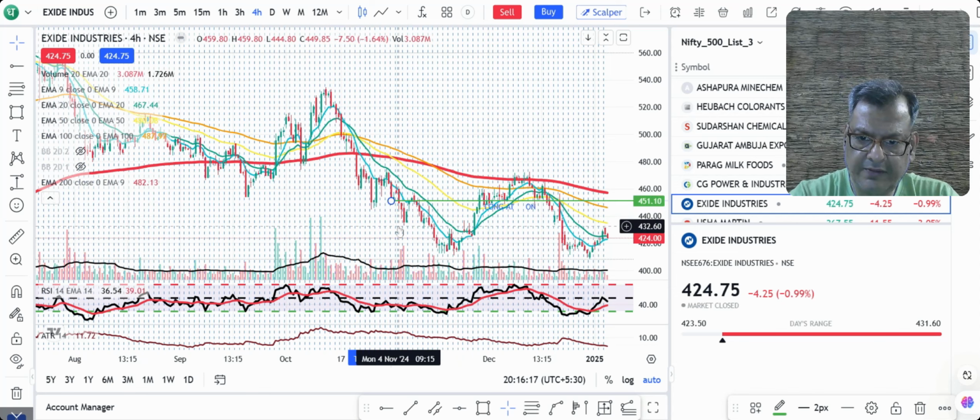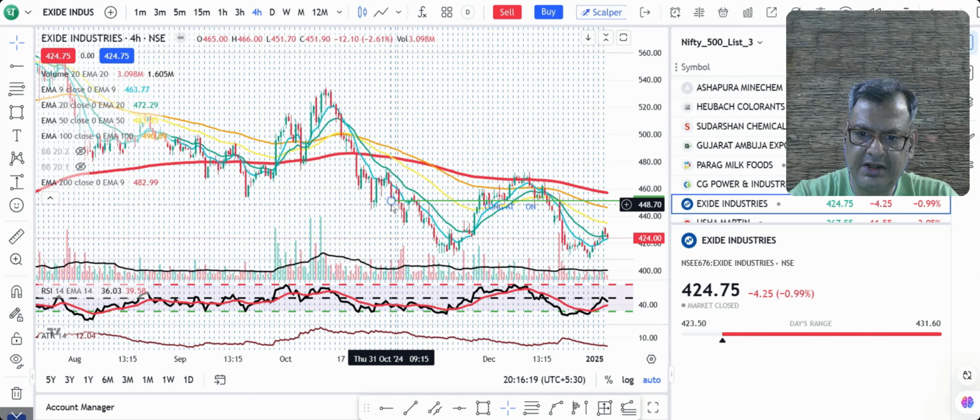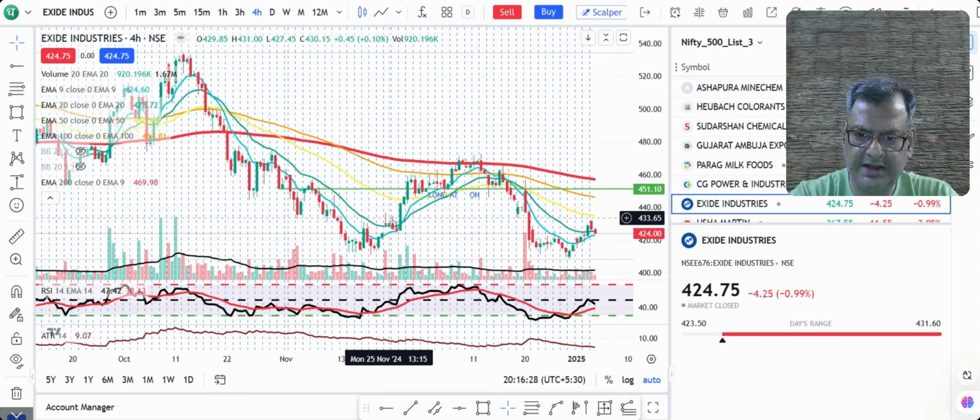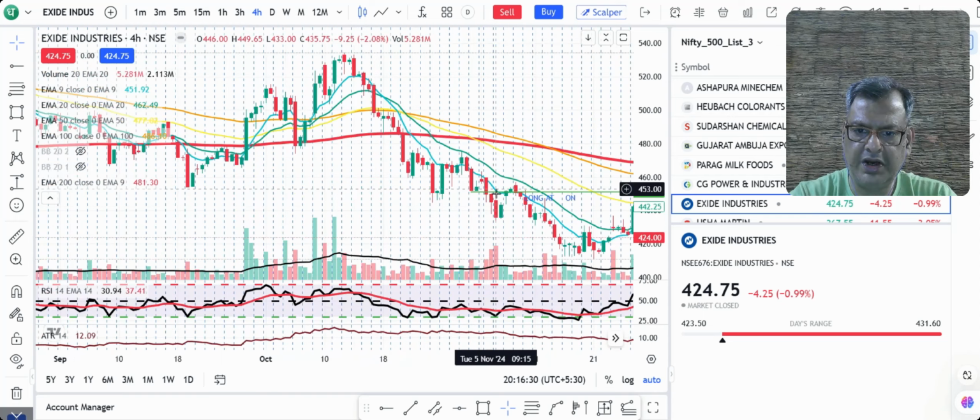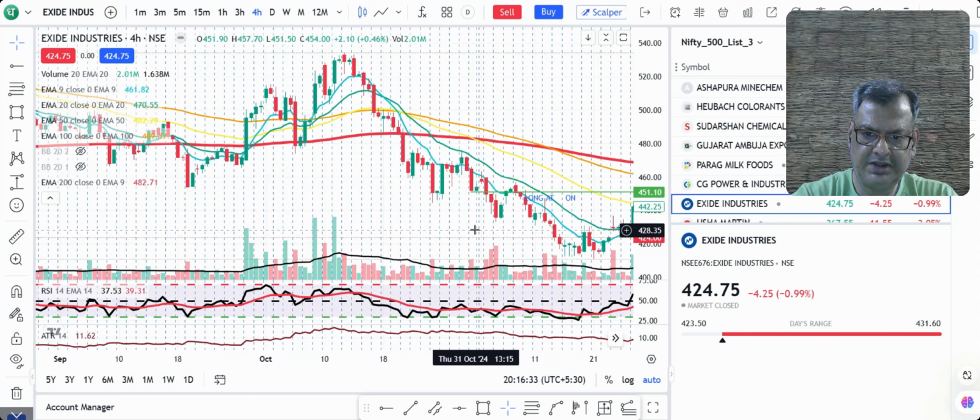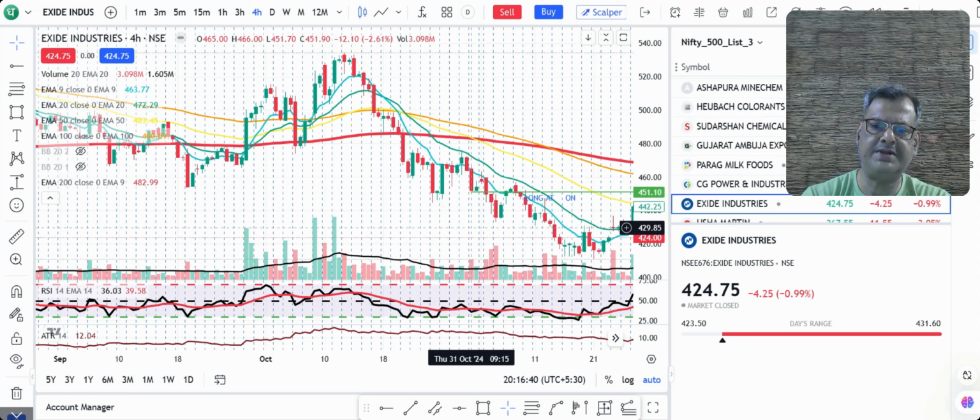So, for example, I entered short here. What is the appropriate place you think for an SL? Is it somewhere here? This candle, let me zoom in. This candle is 2.61%. Fine, but if you go between the high and the low, what is the distance? Like 15 bucks, so around 4%.